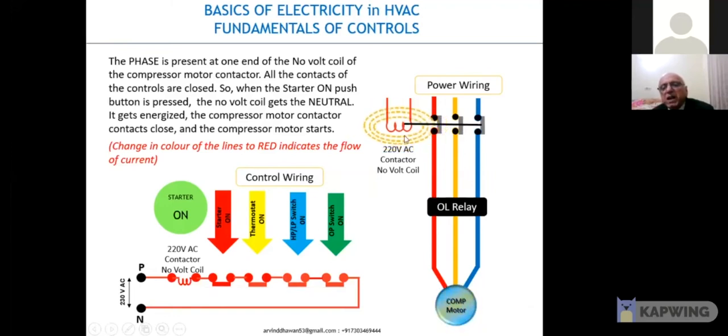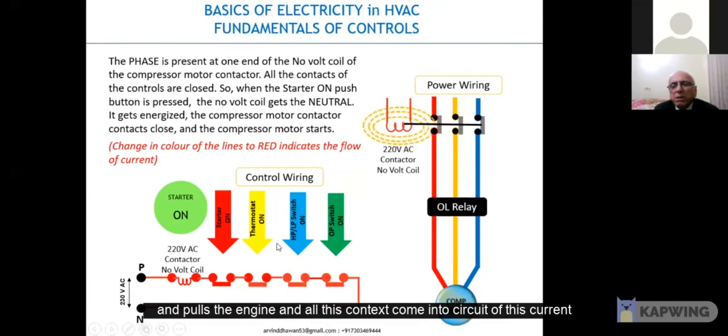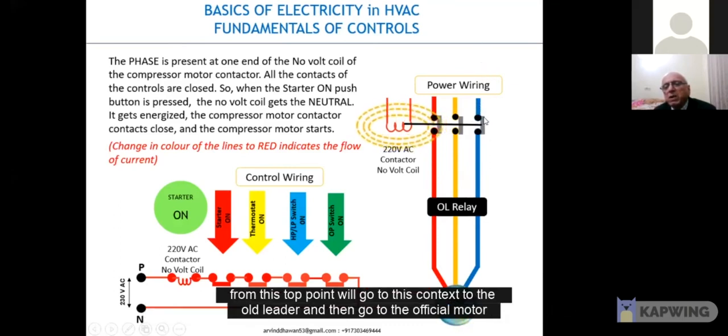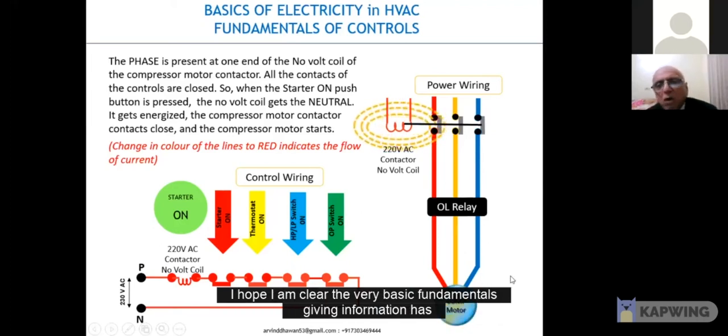It creates a magnetic field and pulls the plunger, and all these contacts come into circuit. Now this current from this top point will go to this contact, to an overload relay, and then go to the compressor motor. I hope I am clear. These are very basic fundamentals.